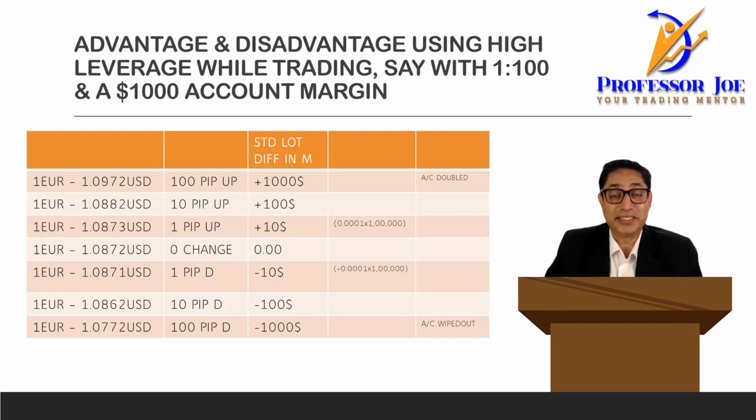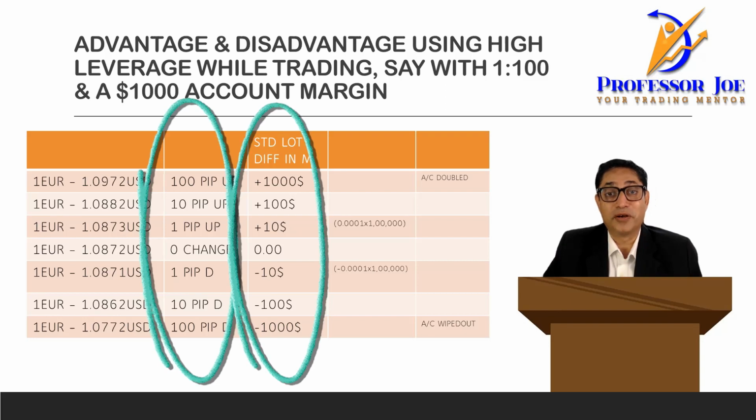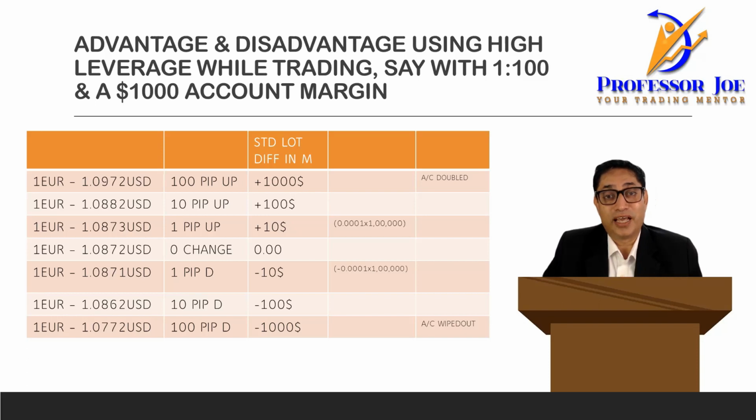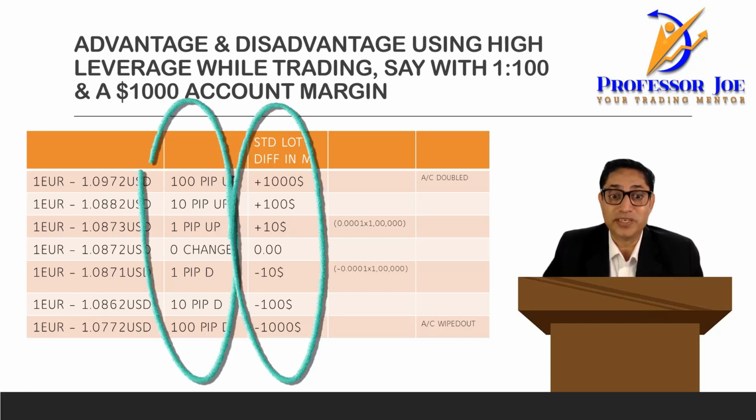Now the advantage and disadvantage of using the leverage. Let us take an example of a standard lot. Say, for example, you have $1,000 in your account. Because of the leverage you have got from your broker, you buy one standard lot. Because you can buy one standard lot for $1,000, so you buy it. If the pips go up by 1, you will earn $10. If the market goes up by 10 pips, then you will earn $100. And if the market goes up by 100 pips, you will earn $1,000.